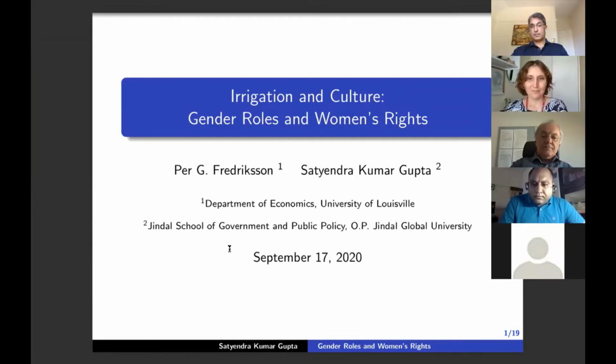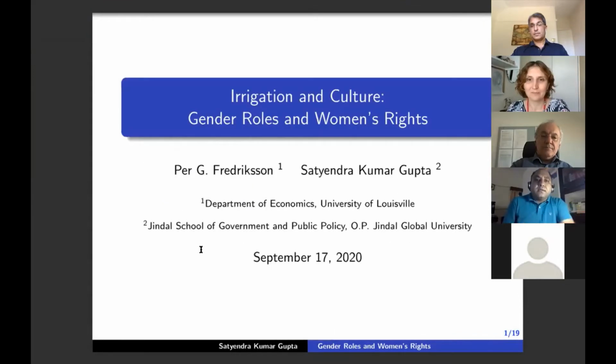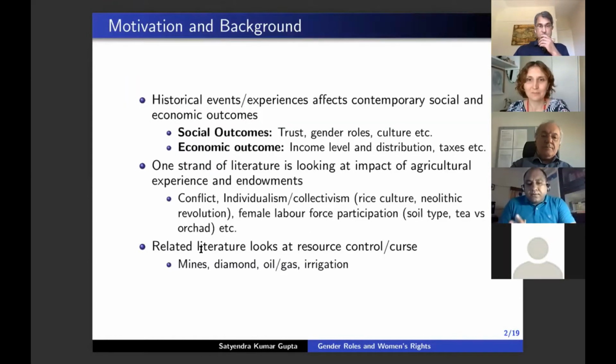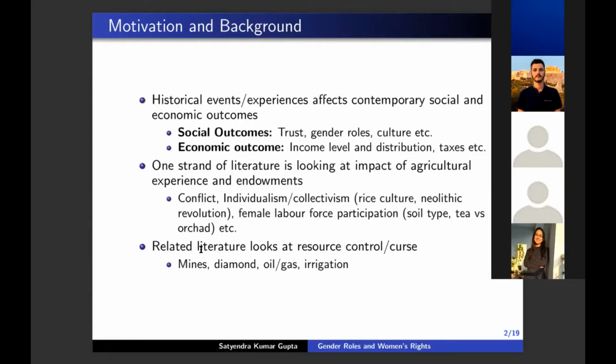So in this field, there is a subfield that looks at the experience of agriculture and some natural endowment and how it can explain our contemporary outcomes, for example, either conflict or individualism or female labor force participation. Then there is some literature that looks at the resource curse, where people have used resources like mines, diamonds, oil and gas, and irrigation to some extent. And in this paper, basically, we will be using irrigation.